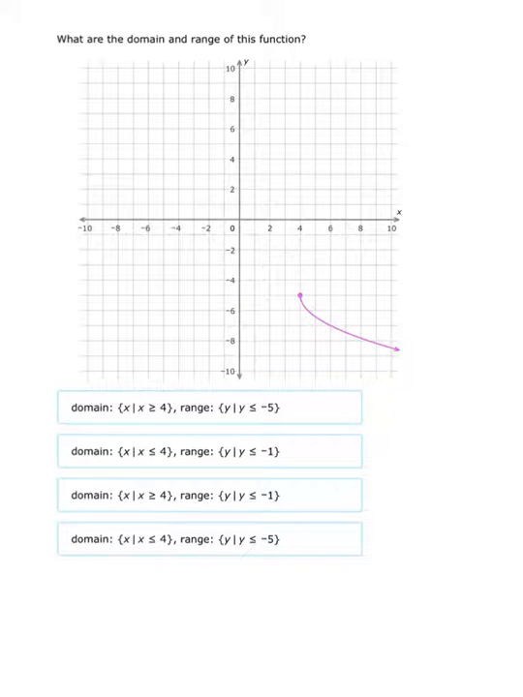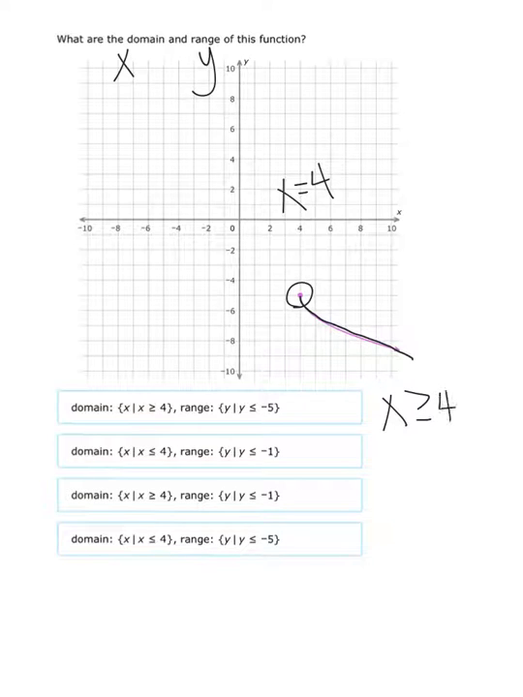So now I want to know the domain and range. Domain is your x values and range is your y values. So let's start off with the x's. Here's my starting point, and I can tell it's at x equals 4. And then all of my x's are getting bigger than that. So I know that for my domain, my x is greater than or equal to 4.